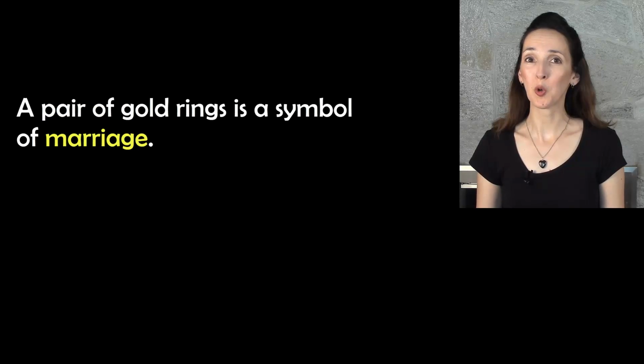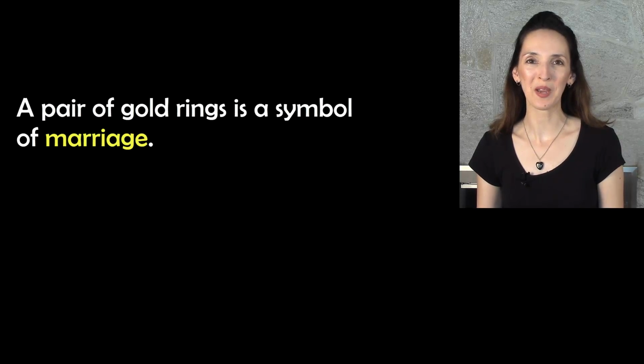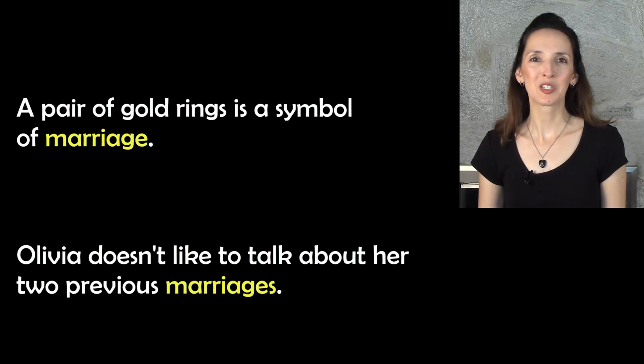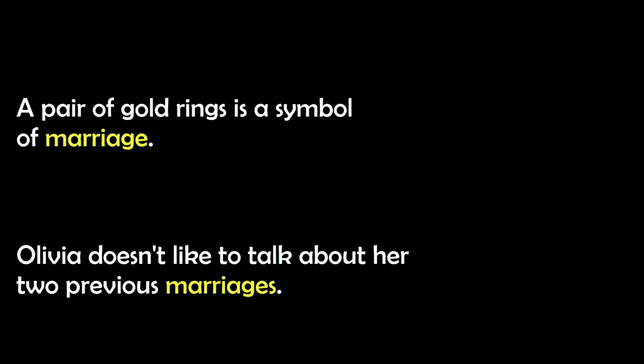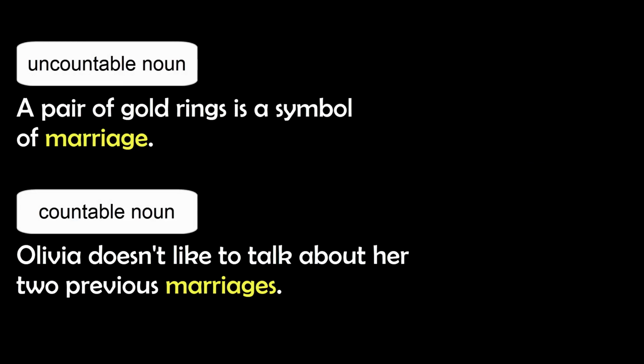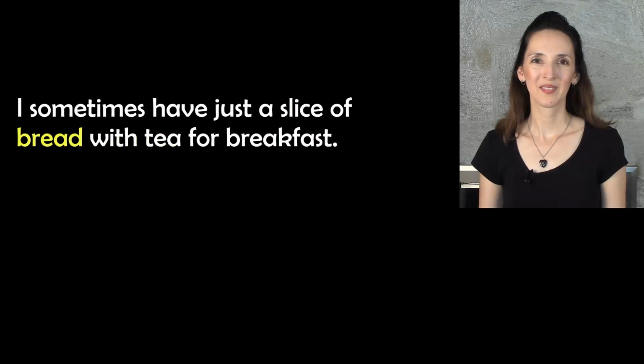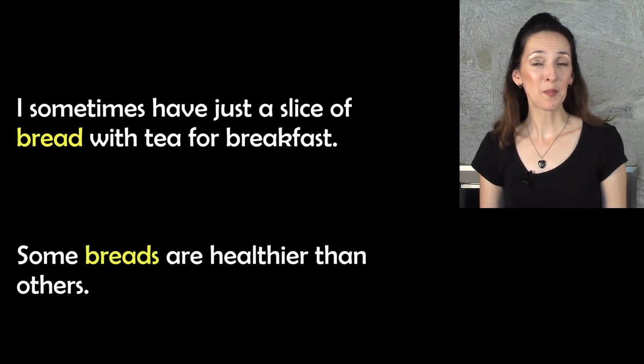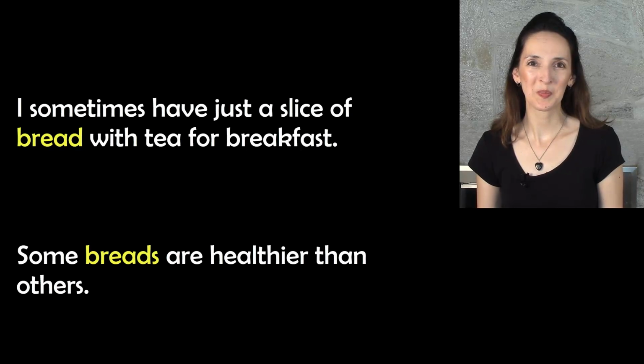A pair of gold rings is a symbol of marriage. Olivia doesn't like to talk about her 2 previous marriages. I sometimes have just a slice of bread with tea for breakfast. Some breads are healthier than others.